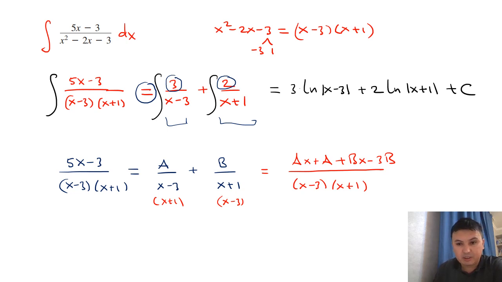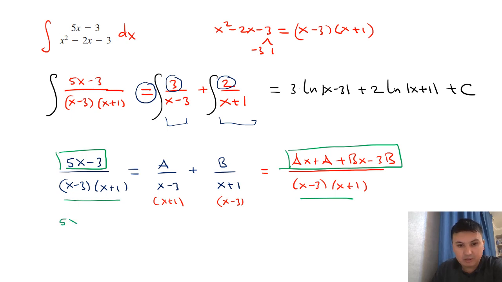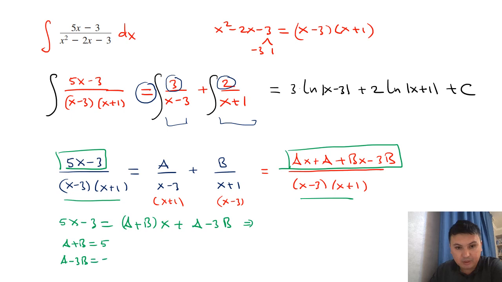Now I have the same denominator, which means my numerator must be the same. So I write 5x - 3 equals, I have Ax + Bx, so I can group the x term, and then what is left is my constant term, A - 3B. So this gives me two equations, two unknowns. My coefficient for x is 5, so A + B must be 5, and my constant term is -3, so A - 3B is -3.